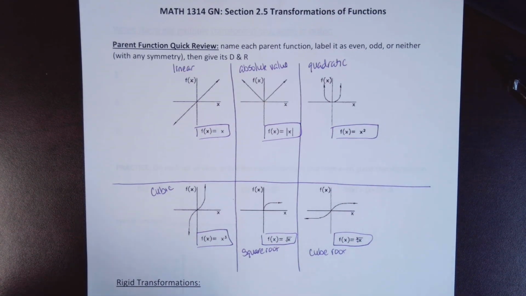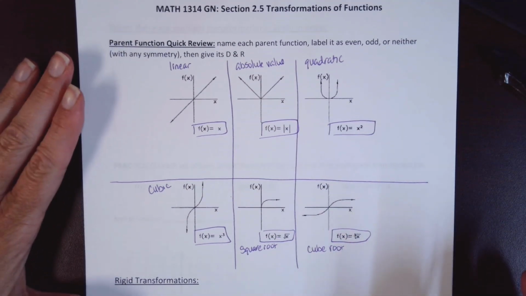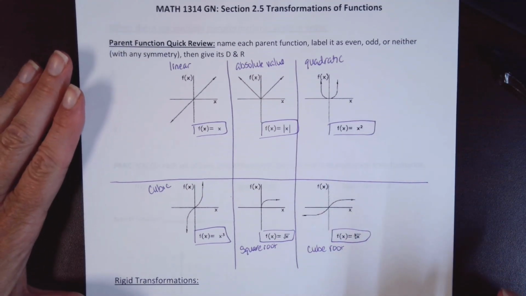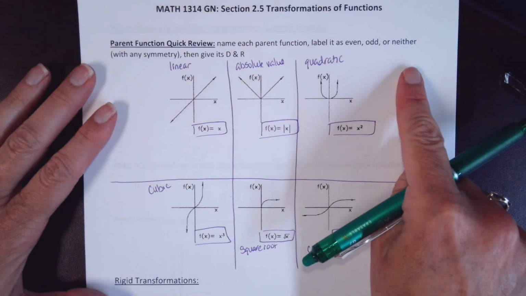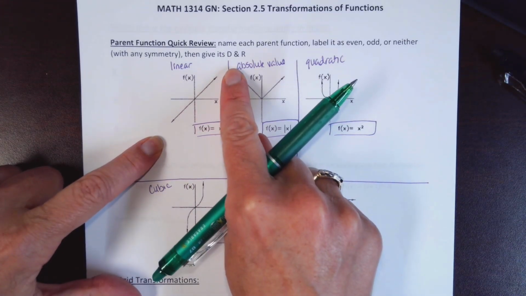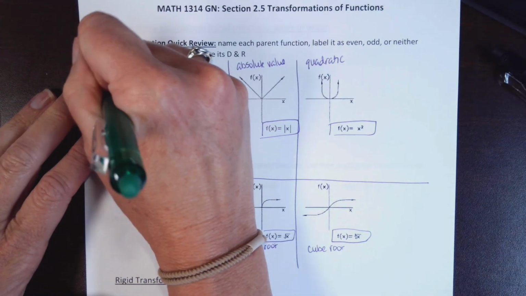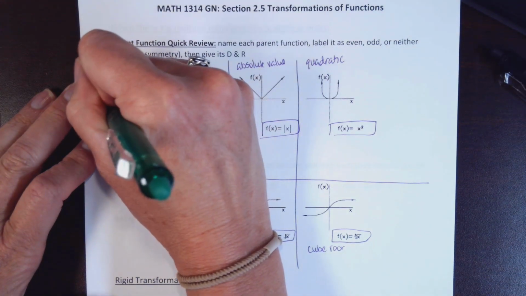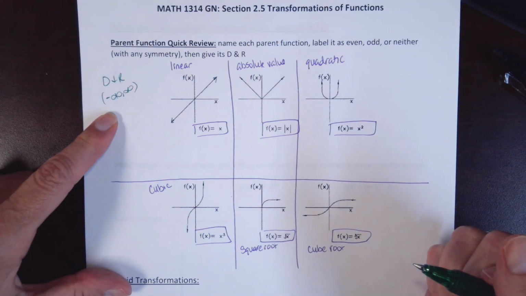Okay, so let's do domain and range first. And then now that we've got our titles on, we're going to do domain and range, and then we will go through and do symmetry. So we've named our parent functions, domain and range. I'm going to start with linear. Linear goes forever in both directions, up, down, left, right. So the domain and range for my linear function is all real numbers, negative infinity to positive infinity.